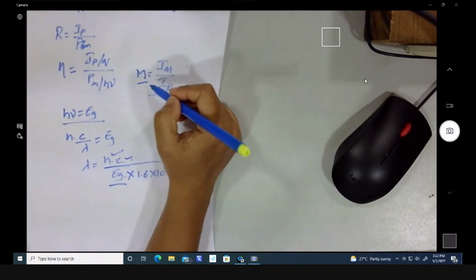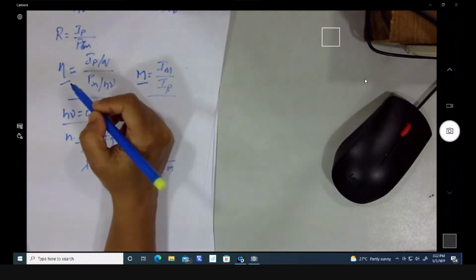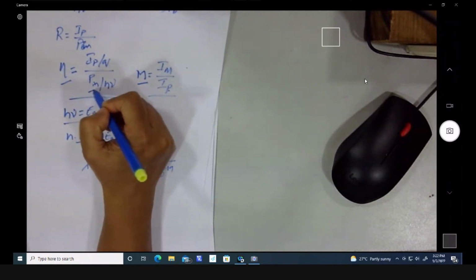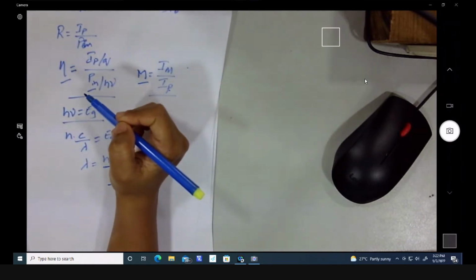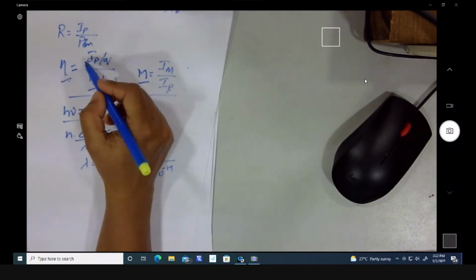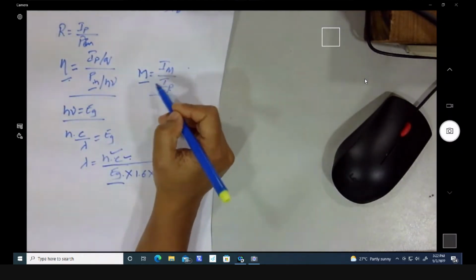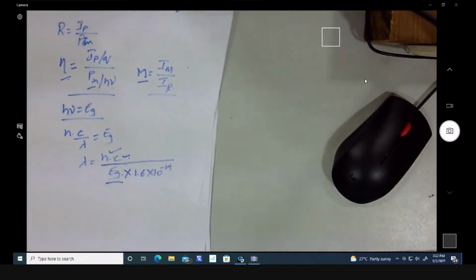To find out IP, you have to use this formula because they have given the efficiency and the input power, the incident power. The only unknown parameter is IP. Find out IP, substitute in this expression and find out M. Do it and tell me the answer. First tell me the IP value and then tell me M.